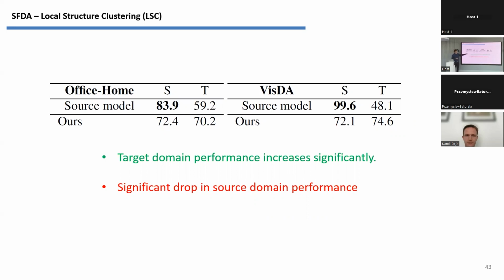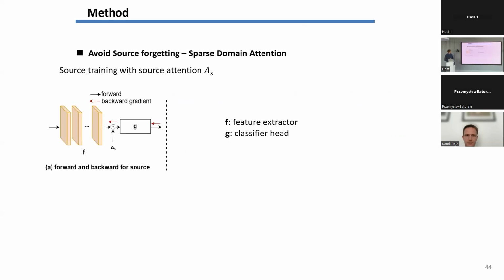But what you see is that you will forget the source domain. So we needed to implement some continual learning strategy to prevent the forgetting of the source domain. And for that purpose, we use attention masks. While training on the source domain, we learn an attention mask, which picks out the neurons which are most relevant for the source domain.